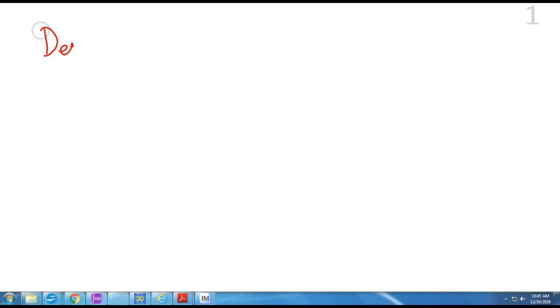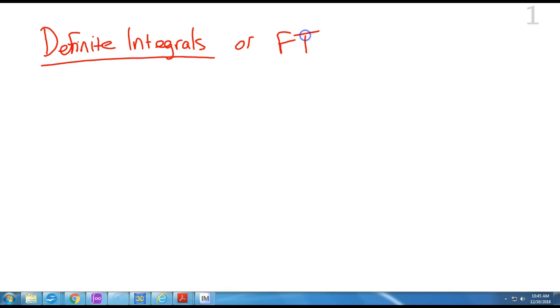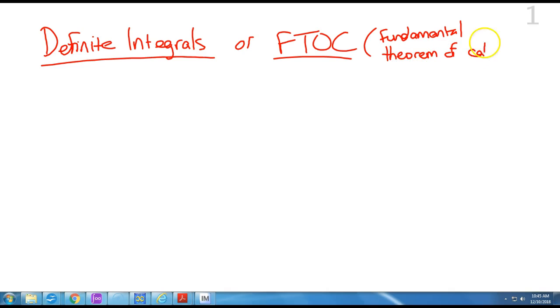So, definite integrals, or FTOC, fundamental theorem of calc.